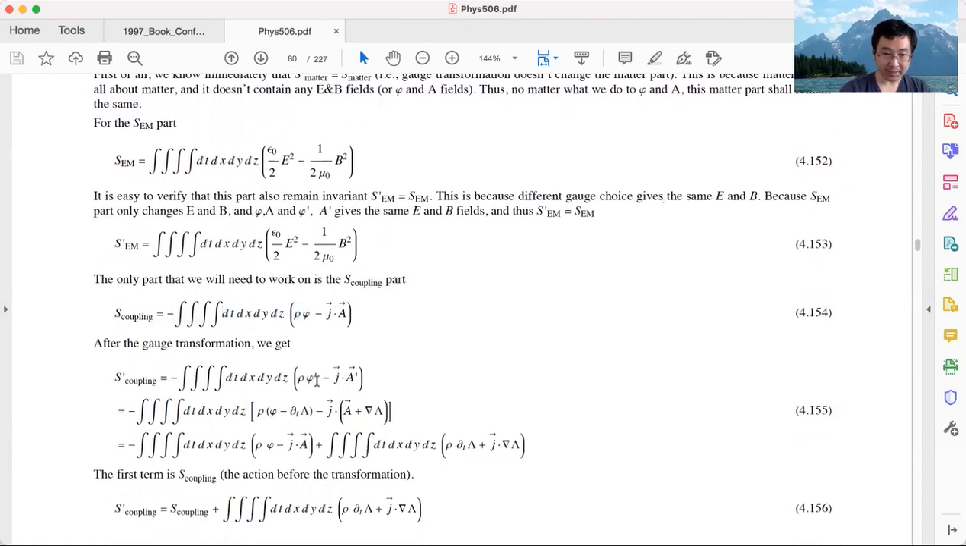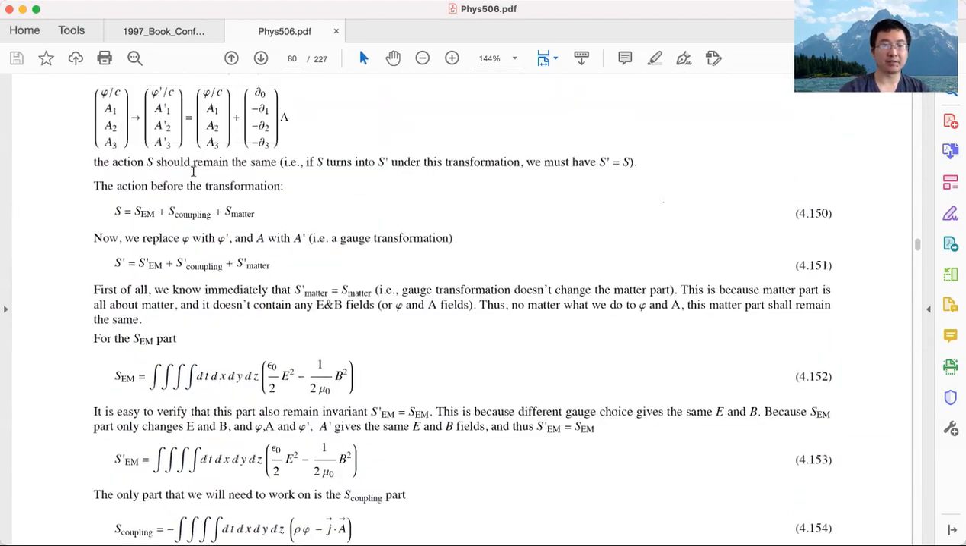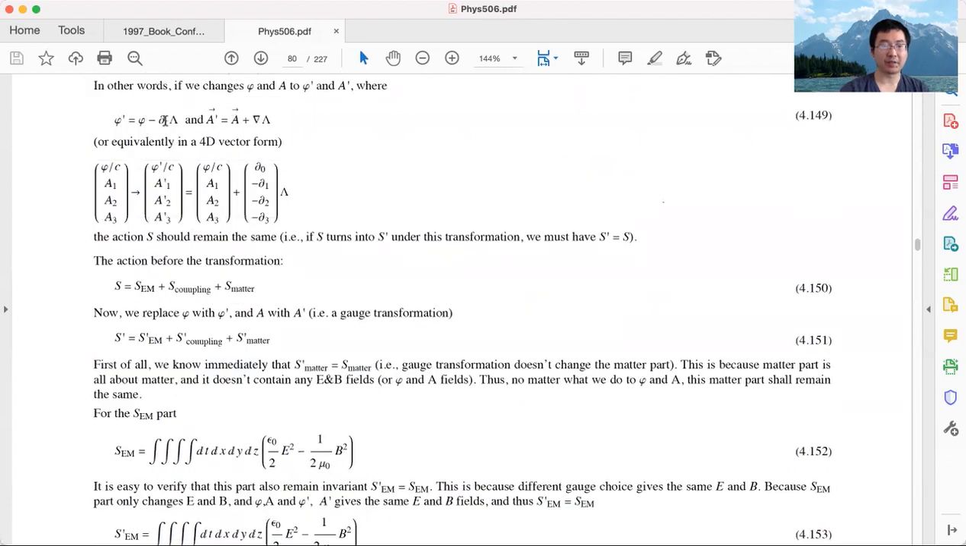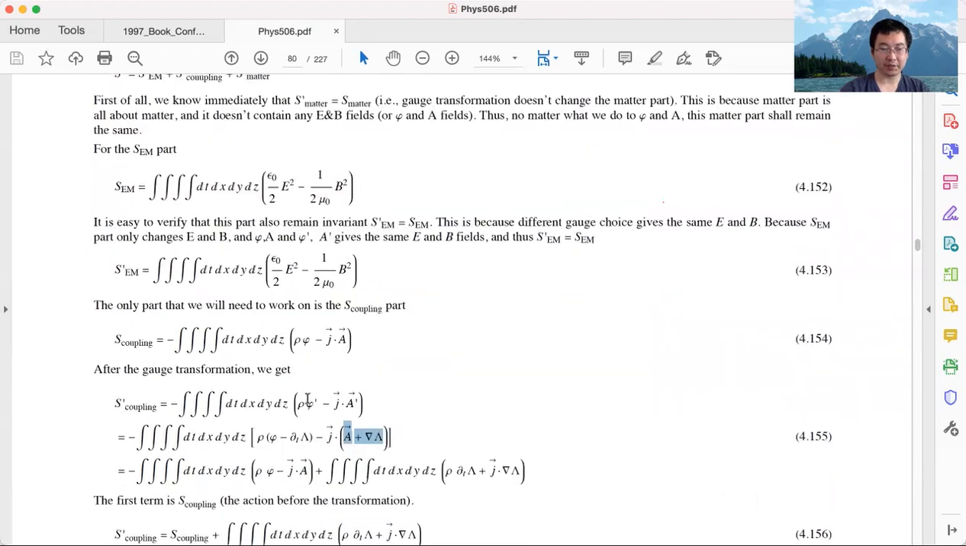And what is phi prime? Phi prime is the gauge transformation of phi. It's this guy. That's the definition. A prime is the gauge transformation of A, and that is defined up here. This is phi prime, this is A prime. Let's plug in the definition of phi prime and the definition of A prime.